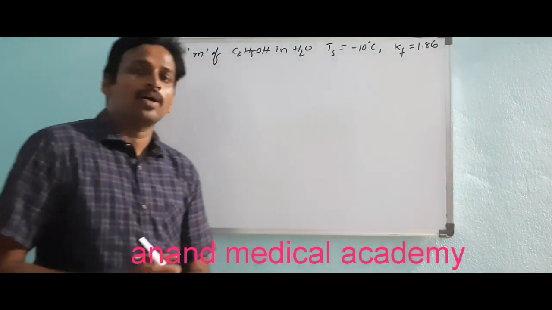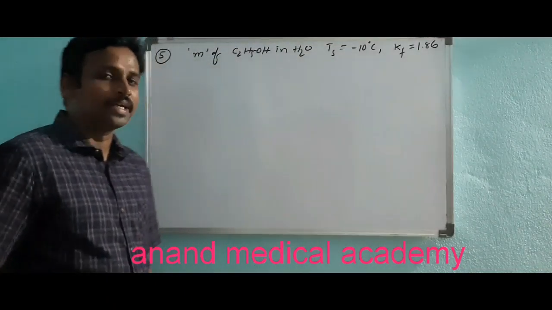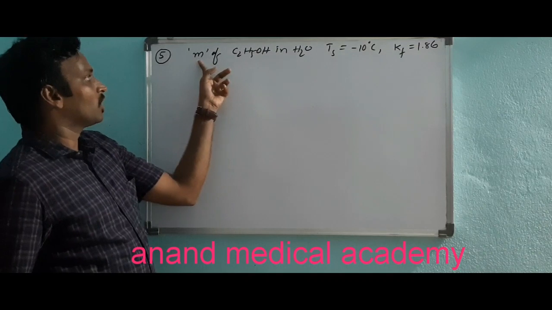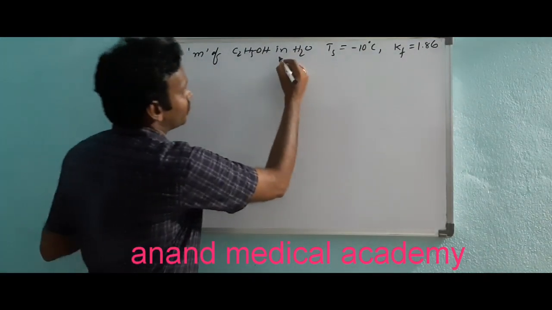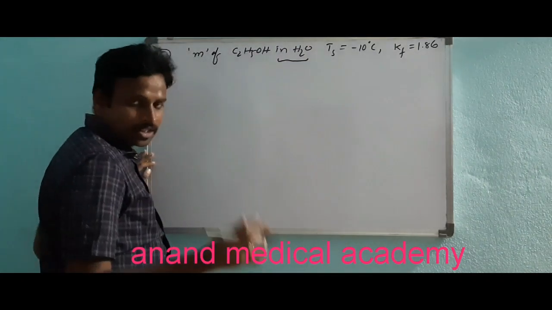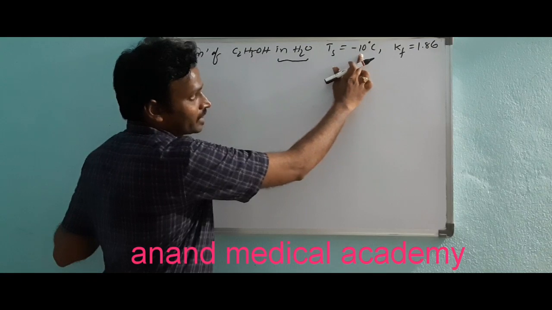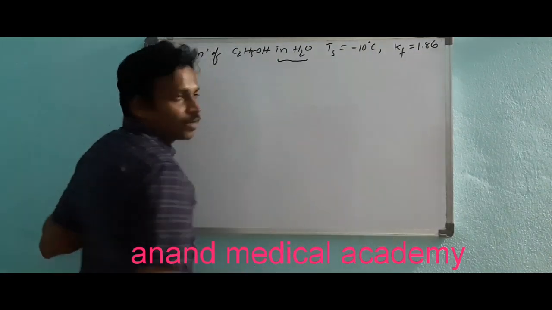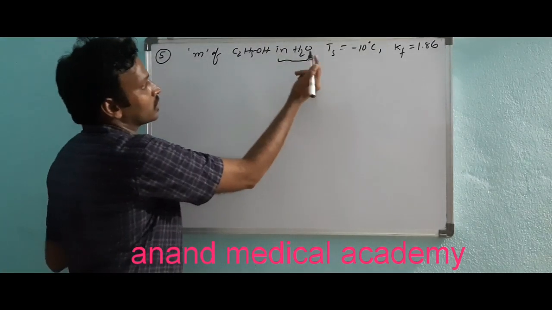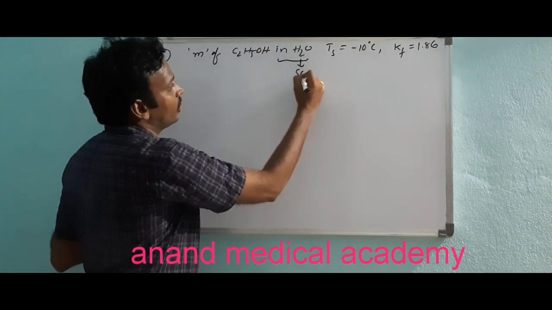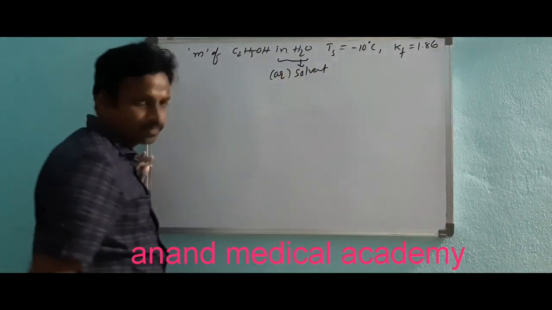Now let's see our fifth numerical. It is asking the molality of ethyl alcohol in water. This is very important, in water. Just for practice I am giving this. Ts is minus 10 degrees Celsius and Kf is 1.86. So Kf is for water, because it is in water. So who is the solvent? Water. It's an aqueous solution.